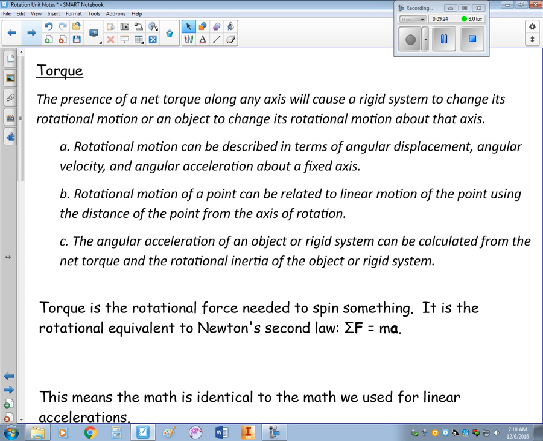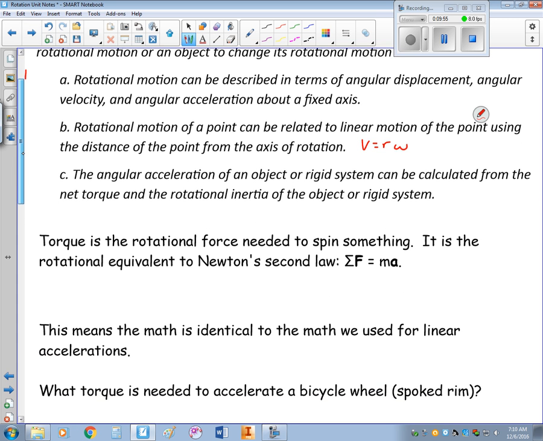Now, rotational motion can be described in terms of angular displacement, angular velocity, and angular acceleration. We've talked about that. Rotational motion of a point can be related to its linear motion using the distance. So basically, that whole v equals r times omega. That's just saying we've got the bridge stuff. Angular acceleration of an object or rigid system can be calculated from the net torque and the rotational inertia. So that's where we're getting into next.